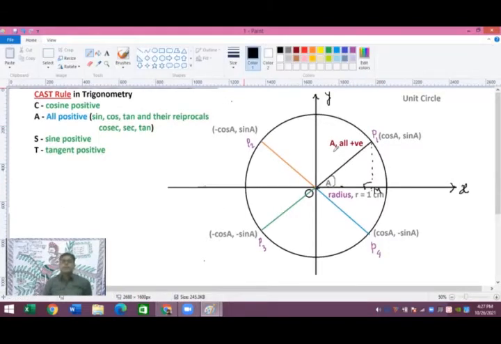That means we saw A in the first quadrant. A means all positive, meaning all trigonometric ratio values are positive in the first quadrant.